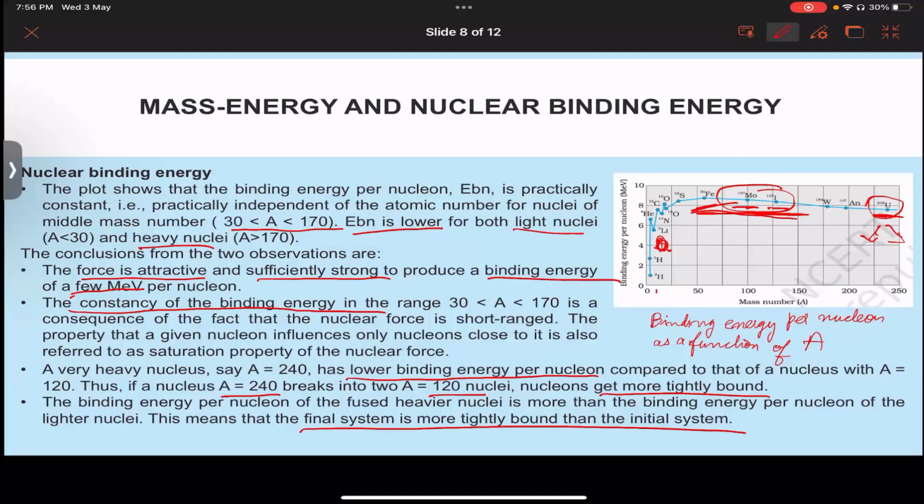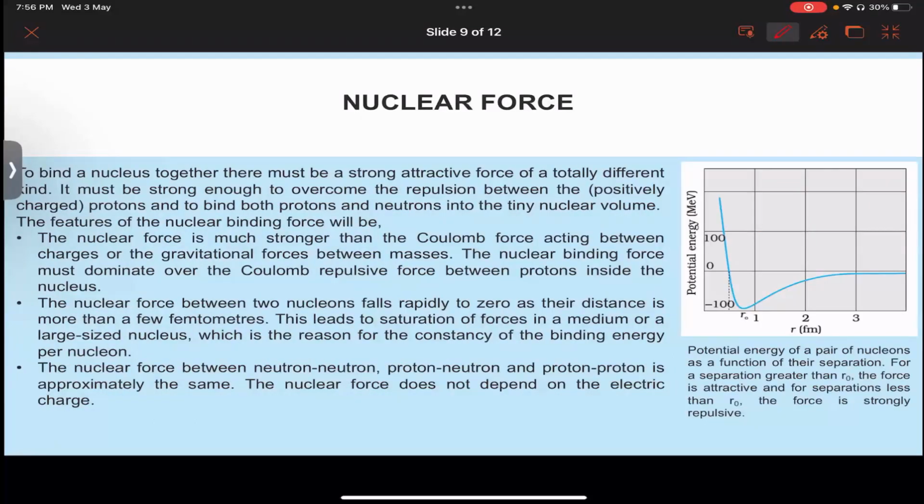Okay, so these are some of the inferences that we can draw when we plot this. This is actually required when we consider fission, okay, and this is required when we consider nuclear fusion. Okay, so we will see the effect of this, but what over here is actually a function of the binding energy of the nucleus. Okay, we will quickly just cover the nuclear force.